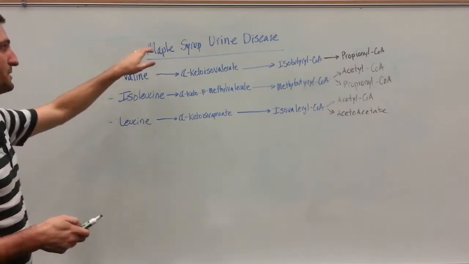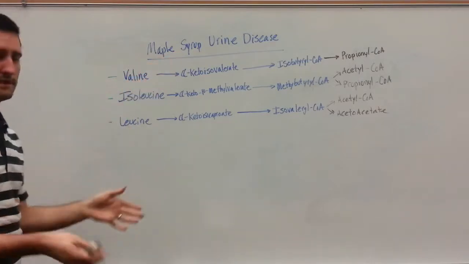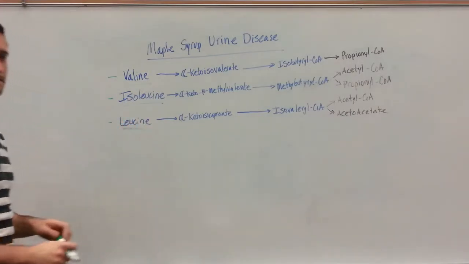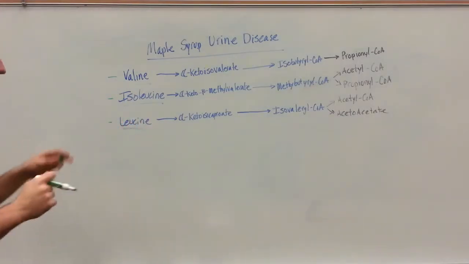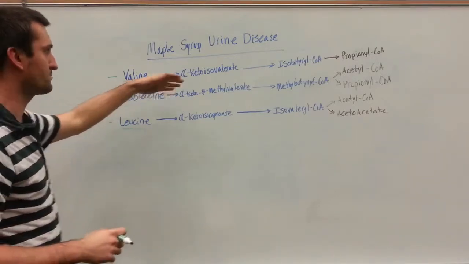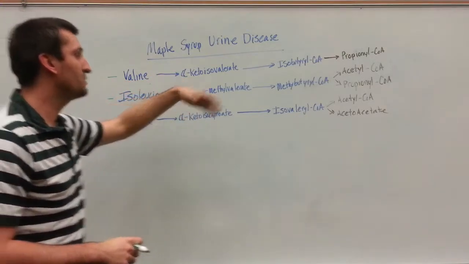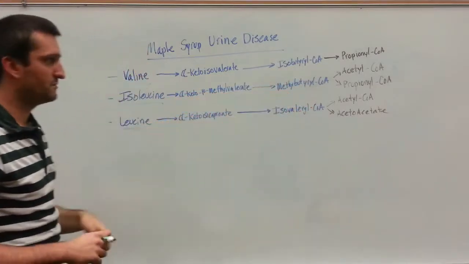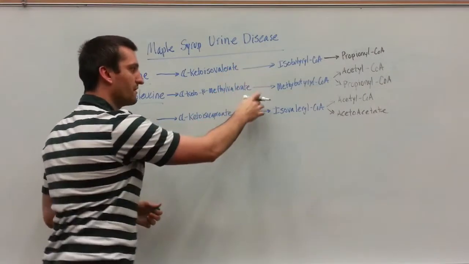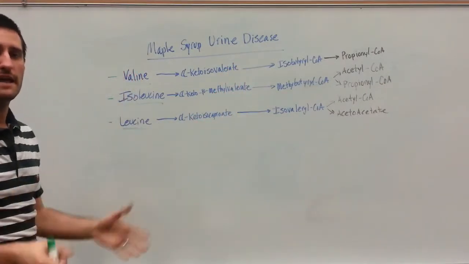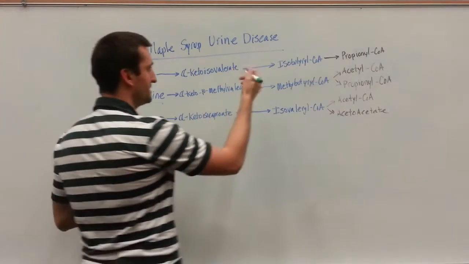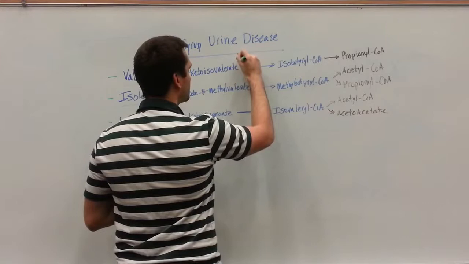Maple syrup urine disease is the inability of the body to break down these branched chain amino acids. To break these down, we're going to need an enzyme. Here's our amino acid. It gets broken down into an intermediate, into another intermediate, and then finally into its final subunits. At this part of each complex, we're going to have an enzyme, and it's going to be the branched chain ketoacid dehydrogenase enzyme.